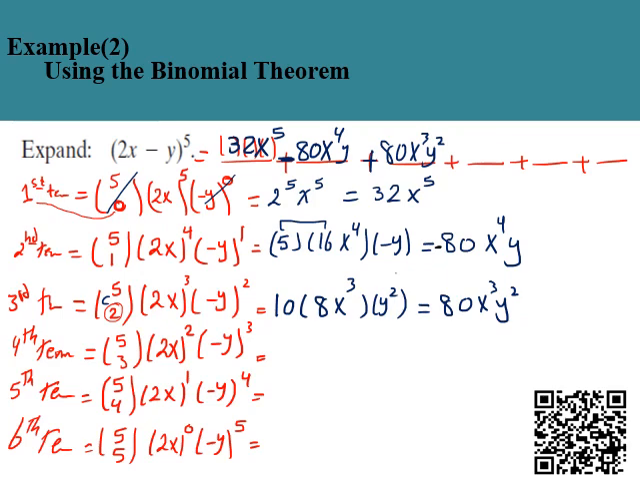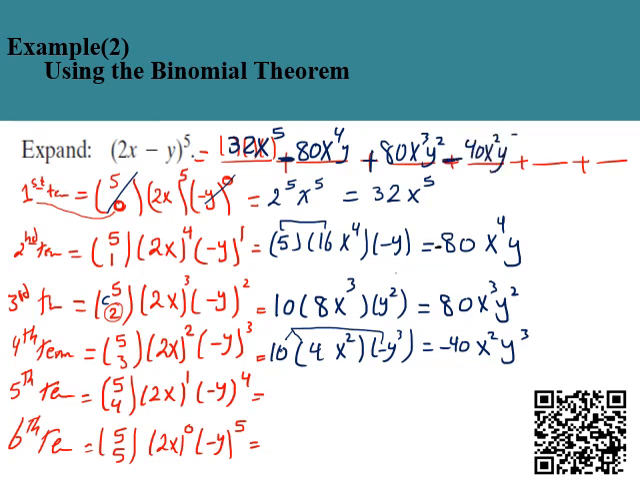For the fourth term, 5 above 3 is equal to 10 by using my calculator, and 2 to the power of 2 is 4, x to the power of 2, and negative y to the power of 3 is negative y to the power of 3. So negative 4 by 10 is negative 40, x to the power of 2, y to the power of 3. So the fourth term is negative 40 x to the power of 2 y to the power of 3.